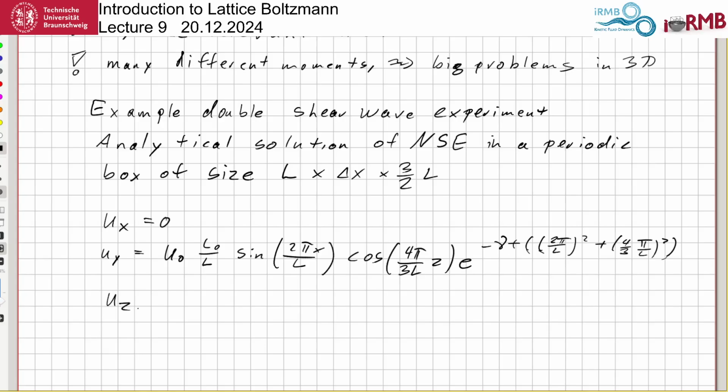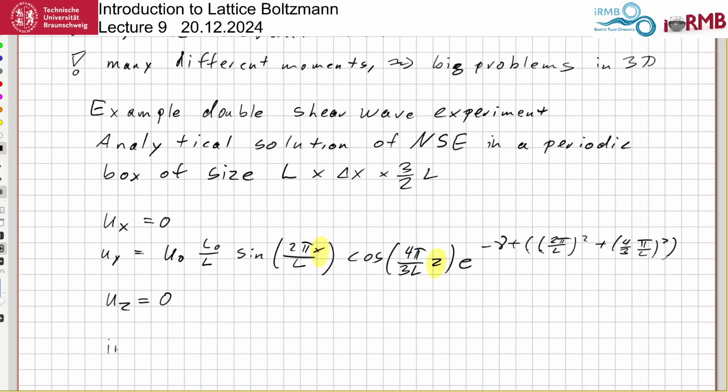Okay, and U set is 0. So the idea behind this, yeah, this is not a very physically interesting problem. The reason why we have it this way is that we want to have a velocity field that has gradients in x and in z at the same time. Yeah, so this is the idea behind this double shear wave thing.